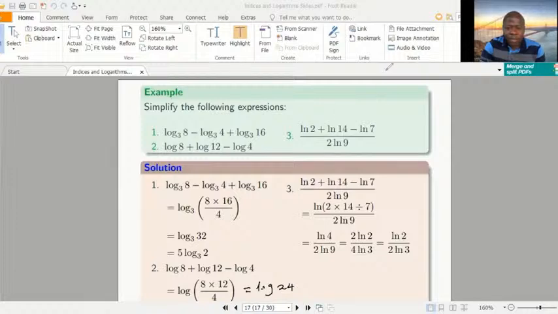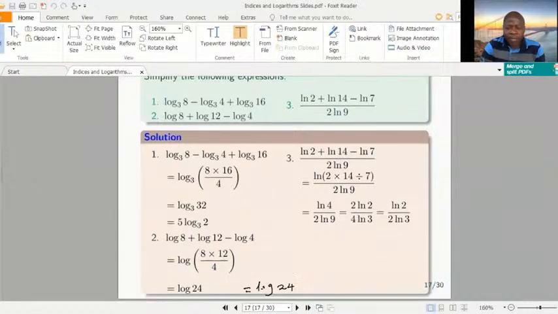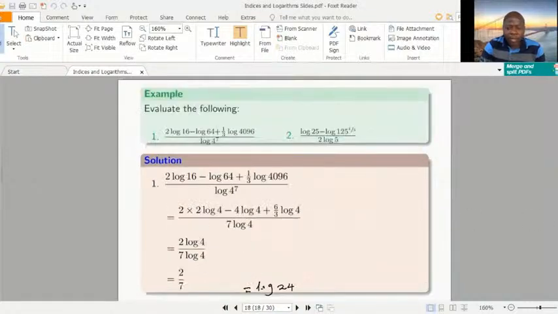Let me see what I did. Did I leave it that way or did I simplify it further? Yes, I left it that way.